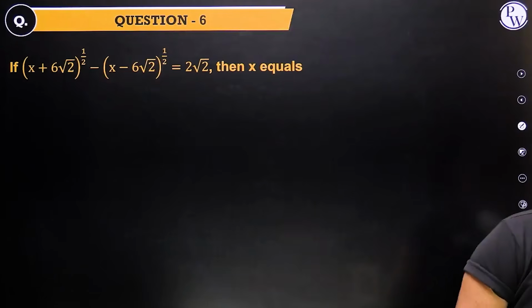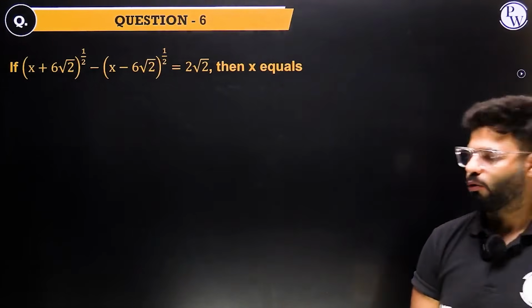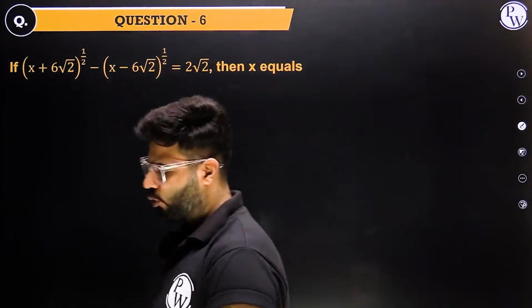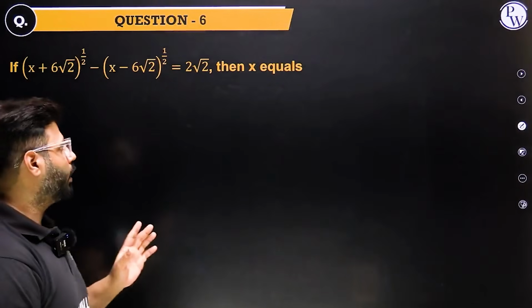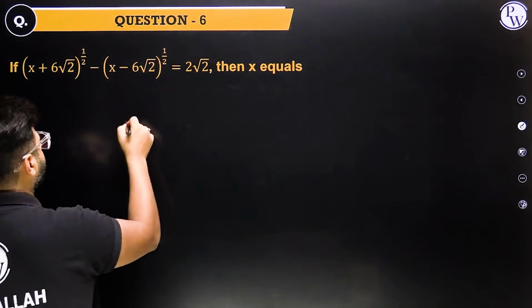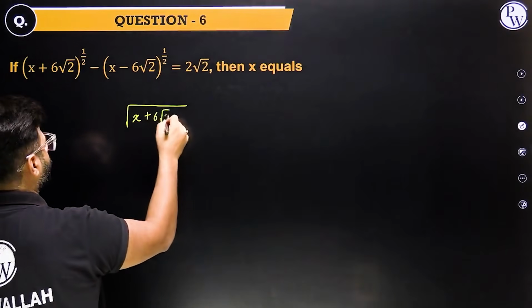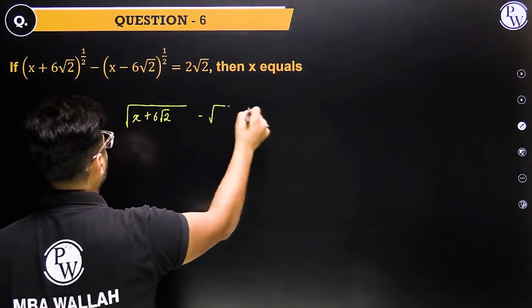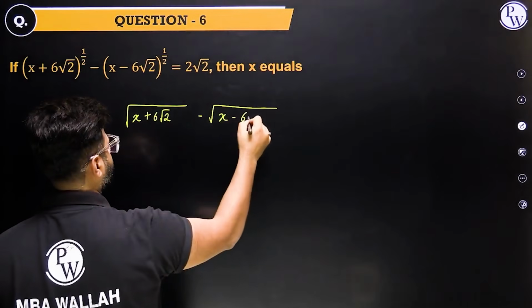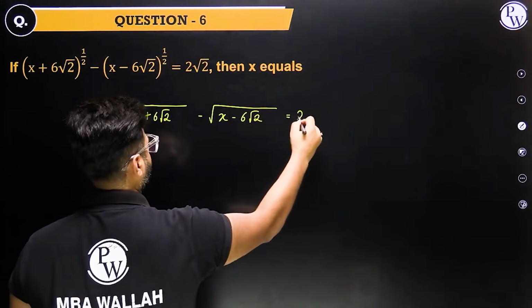All right, assuming you have paused the video and tried it on your own. Now my turn. Guys, see what's happening is you have root of x plus 6 root 2 minus root of x minus 6 root 2, and this comes out to be 2 root 2.